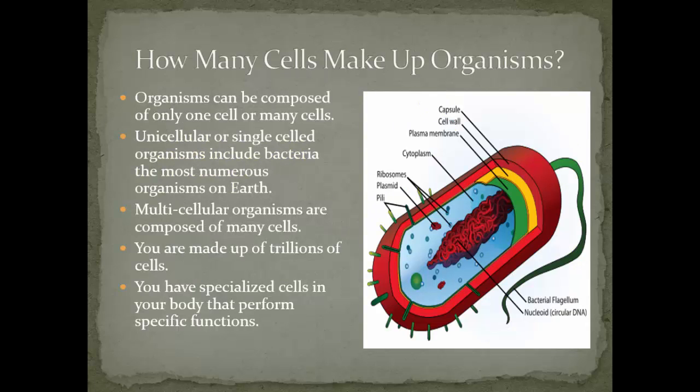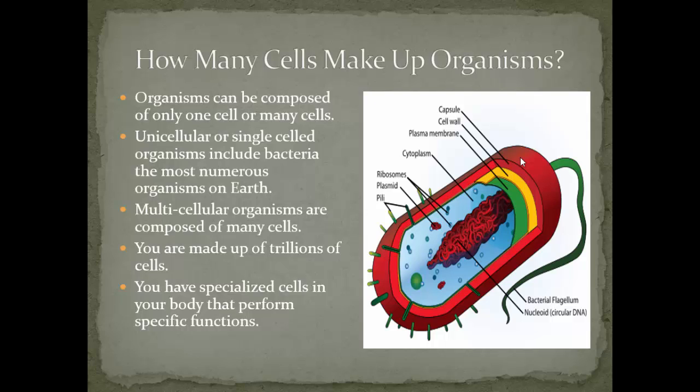So organisms can be composed of only one cell, like this bacteria over here, or many cells, like us. Unicellular or single-celled organisms include bacteria, which are actually the most numerous organisms on Earth. I don't know if there's a number that exists that can quantify the amount of bacteria on Earth. Multicellular organisms are composed of many cells, obviously. We're made up of trillions of cells. Human body, fun fact, average 75 trillion cells. Who figured that out? Some really smart people with a lot of time on their hands.